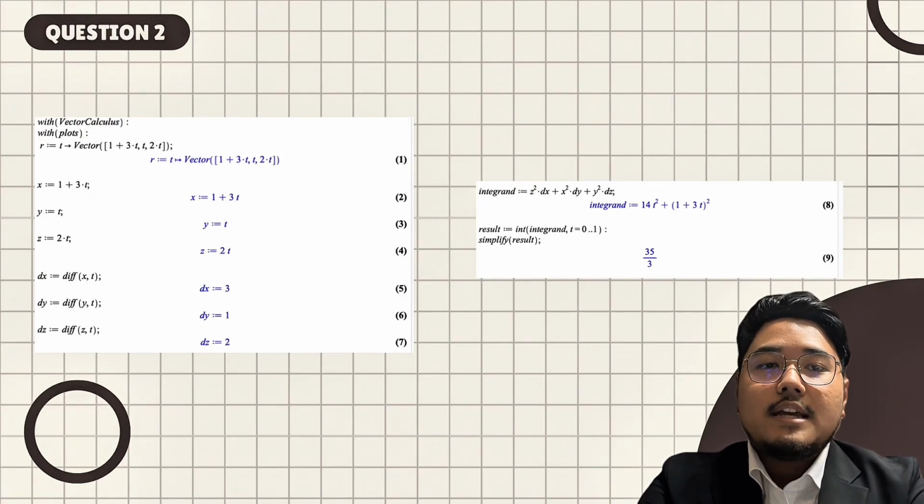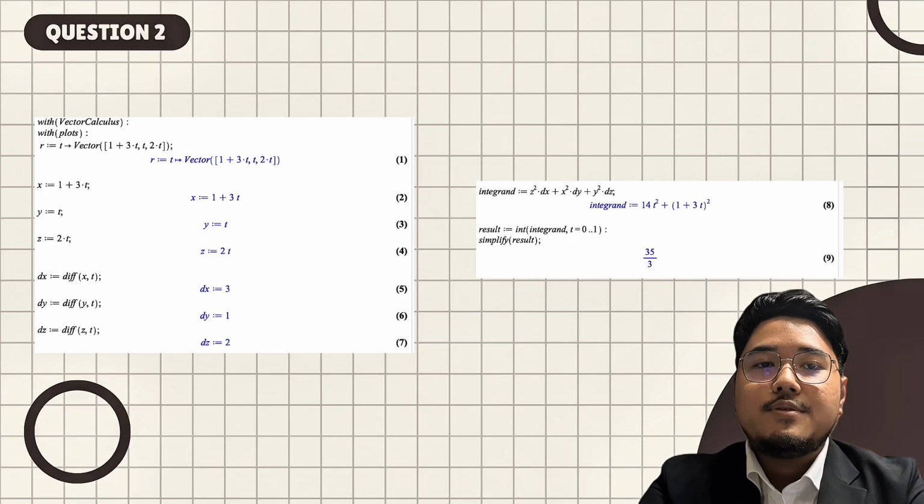Breaking it down, dx over dt is 3 and dy over dt is 1, and after setting up and evaluating the integral from 0 to 1, Maple gives us the exact rational result of 35/3.